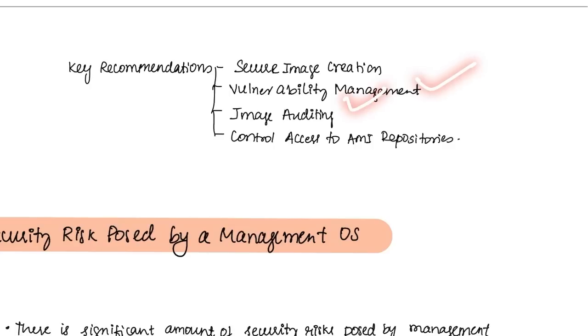Then we have image auditing. So users should audit the shared images to ensure there are no backdoors. So we should make use of security tools to inspect the AMIs to check whether there is any malware present here or unexpected outgoing connections happening here or not.